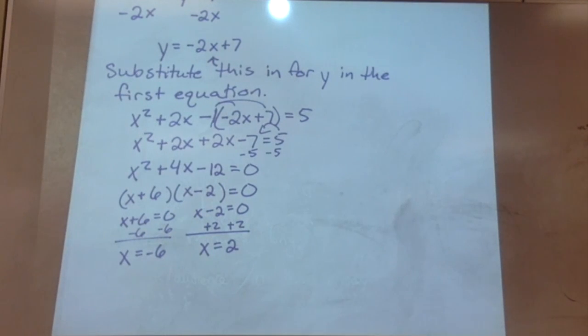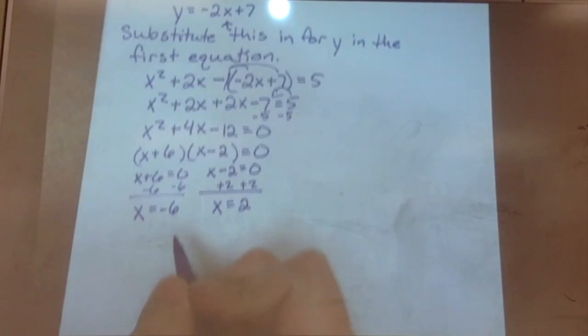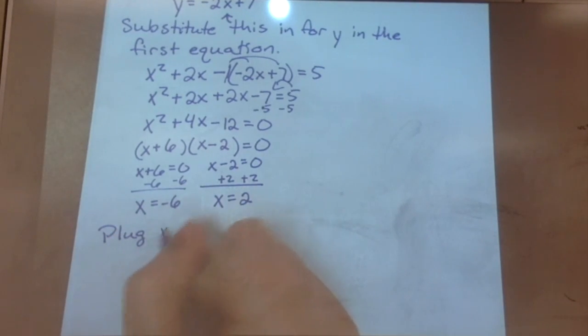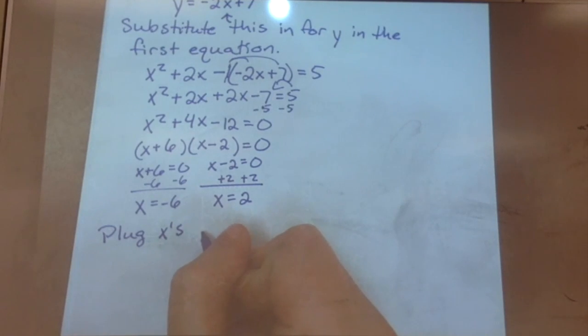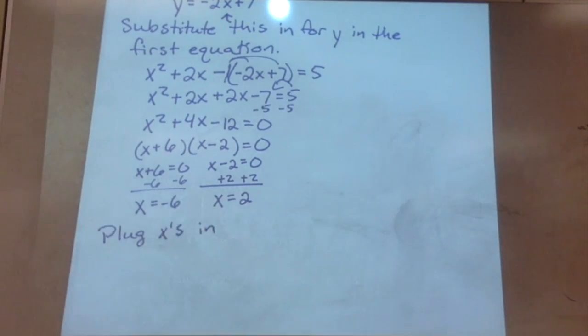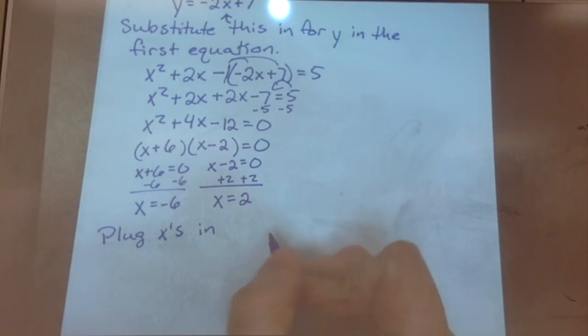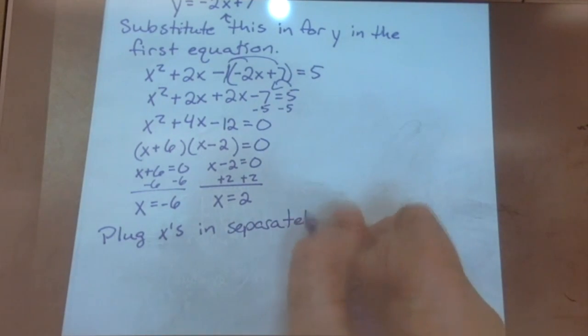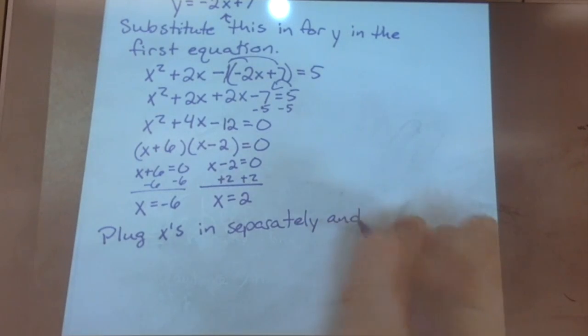All right, so after I have found x, I have one more step on substitution. I have to take these x's and plug them back in. So plug x's in separately. I'm going to have to do x equals negative 6 and x equals 2 as two separate equations, and solve for y.